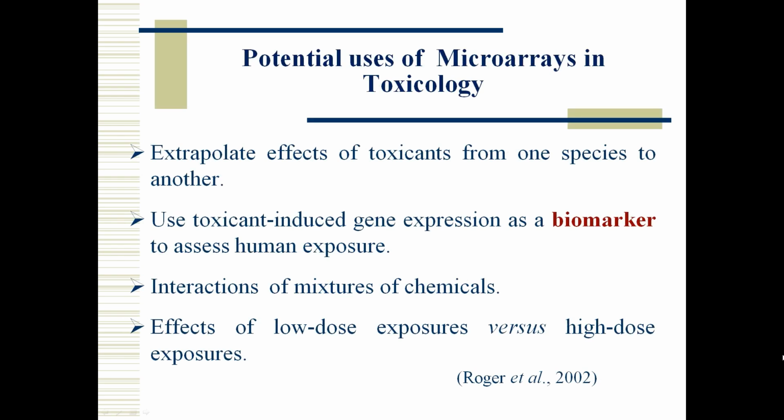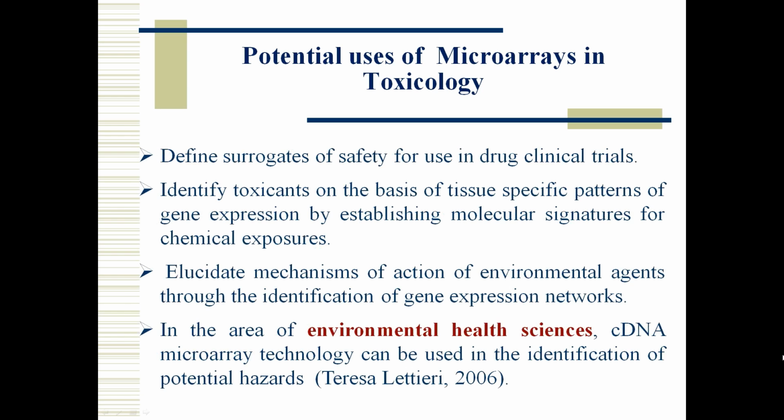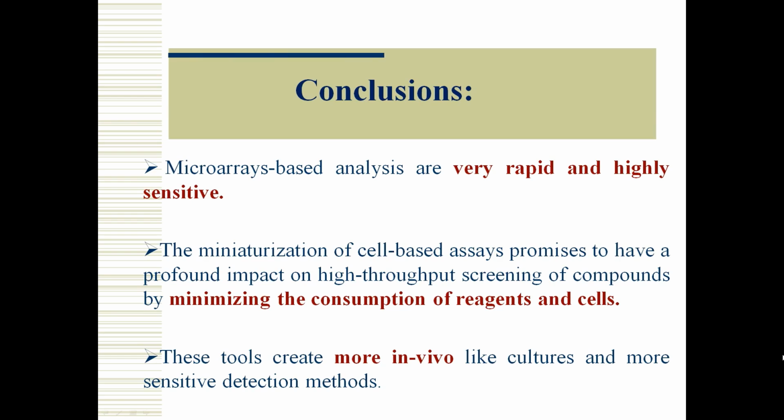And potential uses of microarrays in toxicology. So this is used to extrapolate toxic effects of the toxicants from one species to another, and this can also be used as a biomarker for toxicant-induced gene expression. And interactions of mixtures of chemicals can also be studied, as well as effects of low dose exposures versus high dose exposures. Potential uses of the microarrays in toxicology include defining surrogates of the safety of drugs in clinical trials, and also in the case of environmental health science.